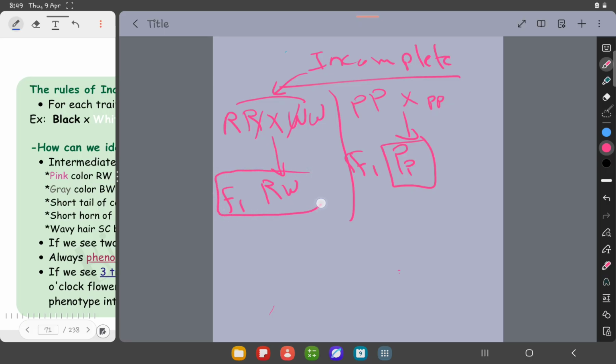So the same thing here, all of them are hetero, and 100% they are what? They are hetero, and they are in pink color. Okay. Now, what about in F2 generation?